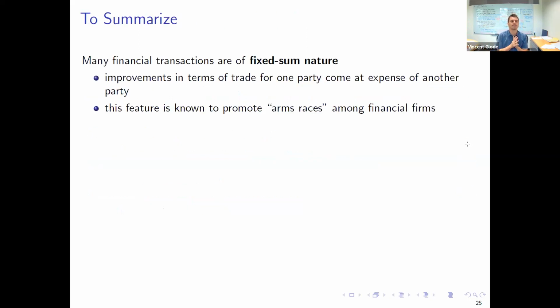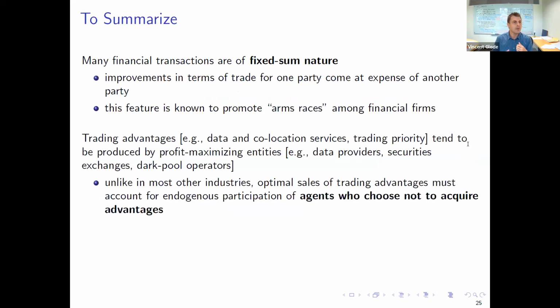So just to summarize, many financial transactions are of a fixed-sum nature. Trading advantages tend to be produced by profit-maximizing entities. In our paper, we try to understand these entities' incentives to produce and sell more trading advantages to traders. Unlike in most industries, the optimal sales of trading advantages must account for the endogenous participation of agents who choose not to acquire the advantages.